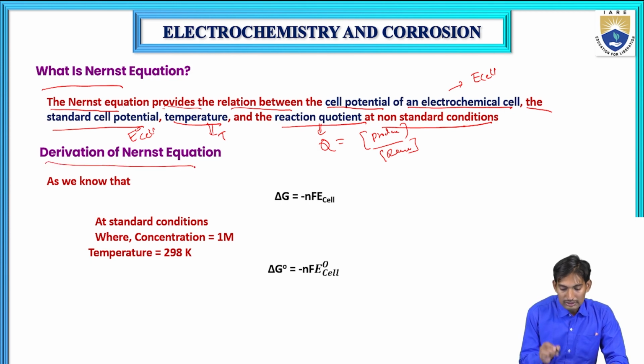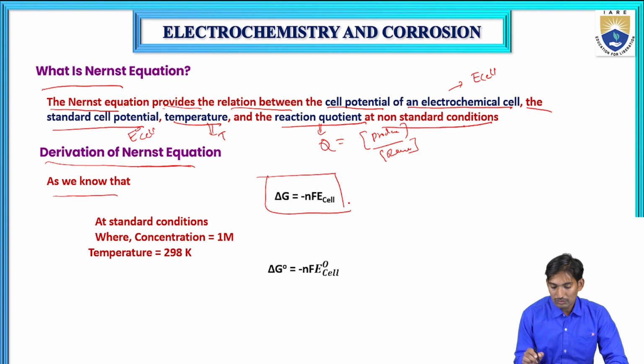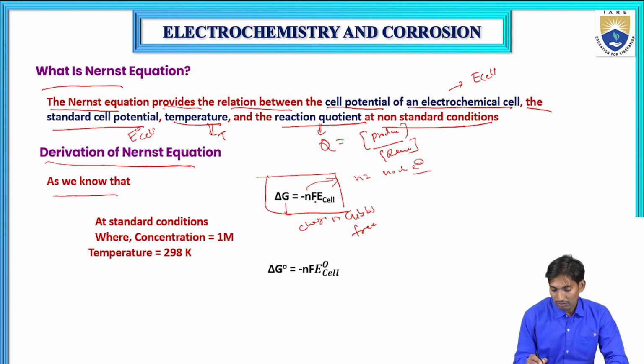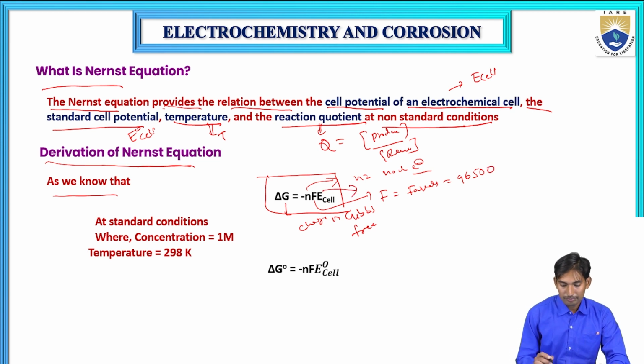The derivation of the Nernst equation. As we know from thermodynamics, delta G equals minus nFE cell. What is delta G? It is the change in Gibbs free energy. What is n? n is the number of electrons involved in the electrochemical cell. What is F? F is the Faraday constant, whose value is 96,500. E cell means the cell electrode potential.